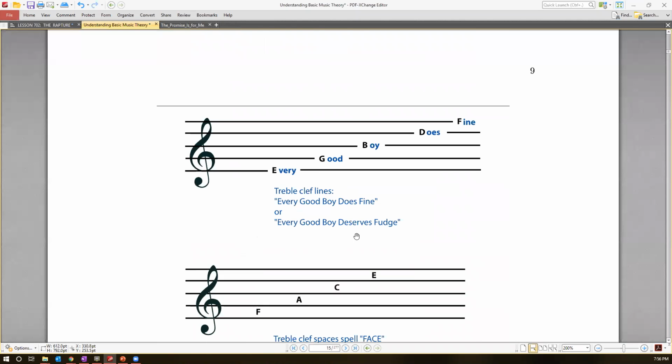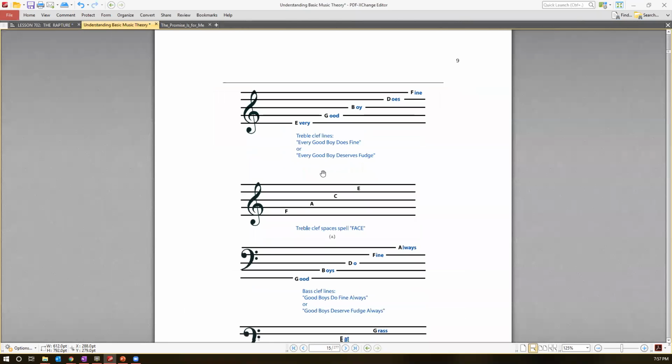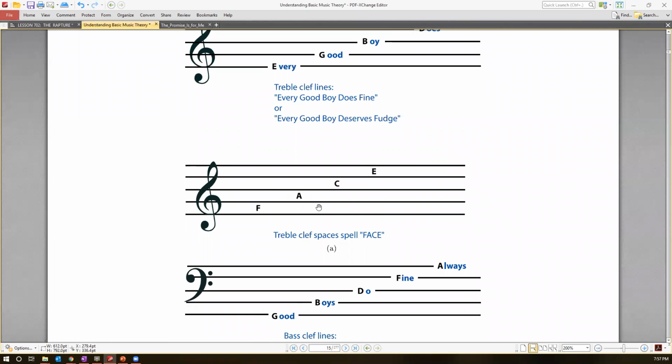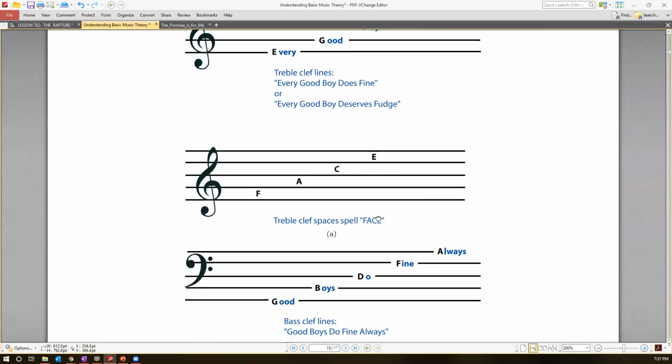There you go. We have that every good boy does fine. Every good boy deserves fudge. That's a treble clef. And then treble clef again for the space: FACE. That's always very easy.